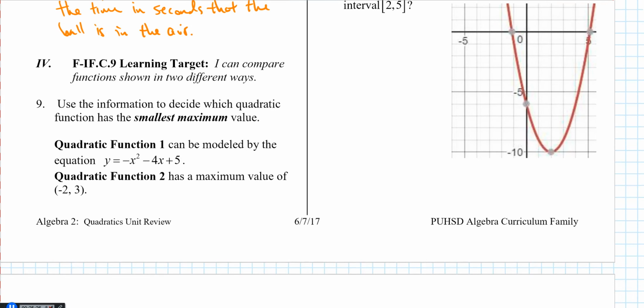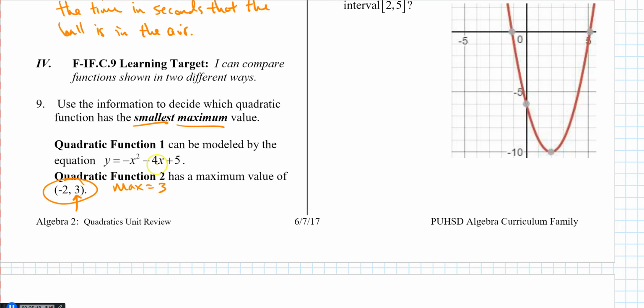All right, number 9. Use the information to decide which quadratic function has the smallest maximum. So we're looking for the smallest maximum value. Remember, max and min, once again, those are y values. So for the second function, they give us the vertex. They give us the maximum value. The value is at 3. So the max is 3.